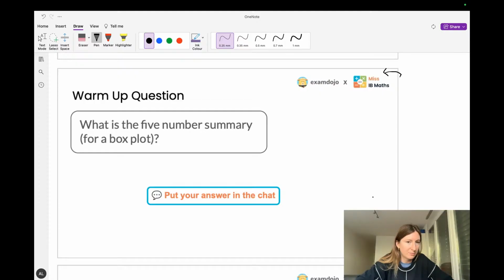Anyone know what the 5-number summary is? Anyone at all? Or another way to say it is the 5 pieces of information that we need to draw a box plot. Maybe you haven't heard of it as the 5-number summary, but the 5 things we need for drawing a box plot.